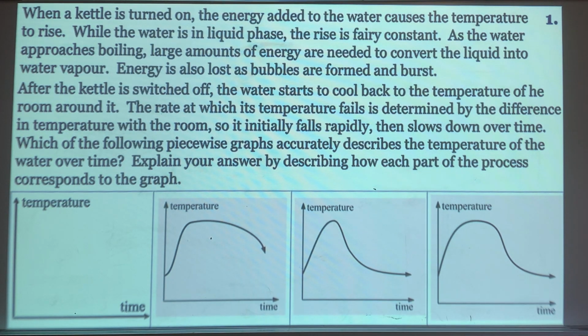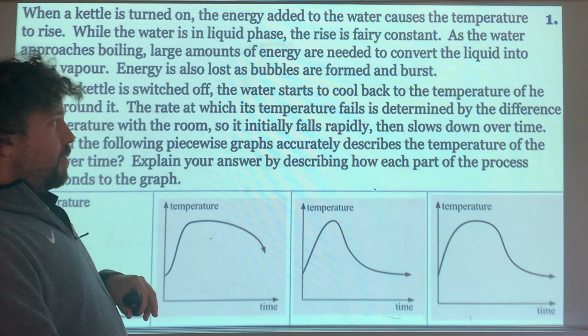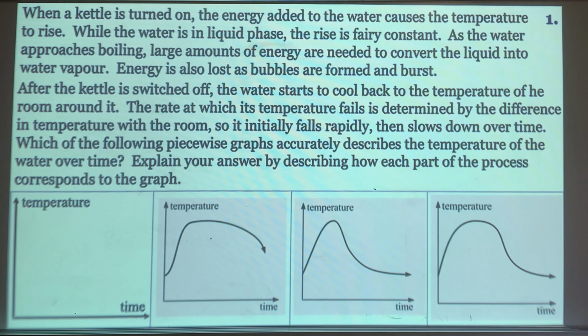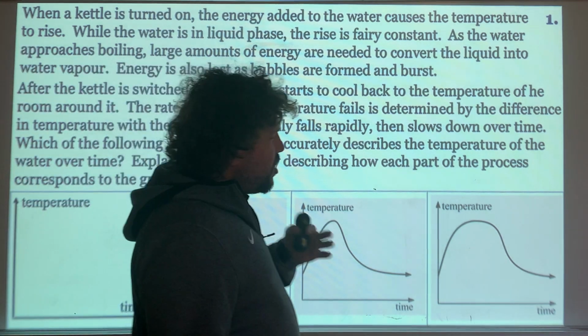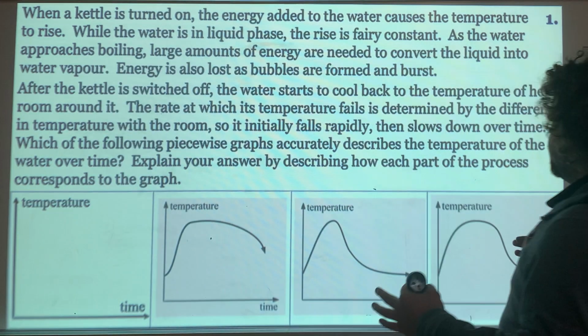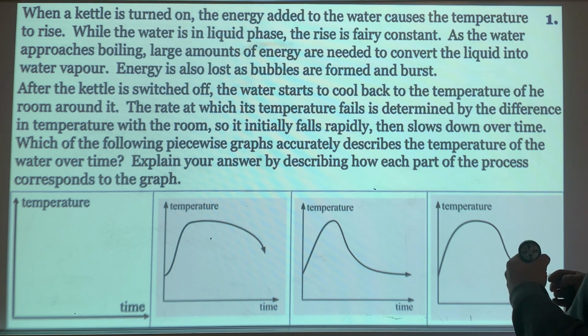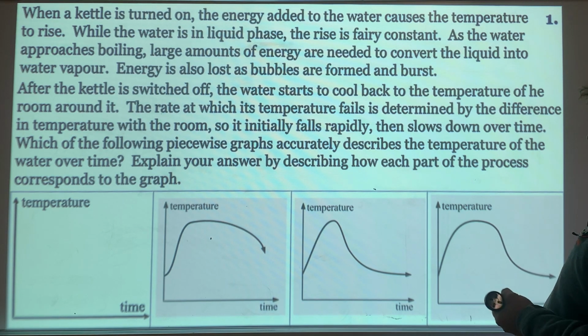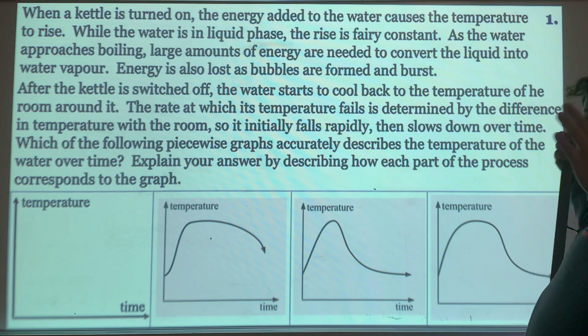When a kettle, another word for a pot, is turned on, like you're making coffee or water, the energy added to the water causes the temperature to rise. When the water is in liquid phase, the rise is fairly constant. As the water approaches boiling though, large amounts of energy are needed to convert that liquid into a water vapor. So the energy is lost as bubbles. They are formed, the bubbles form, and they burst.